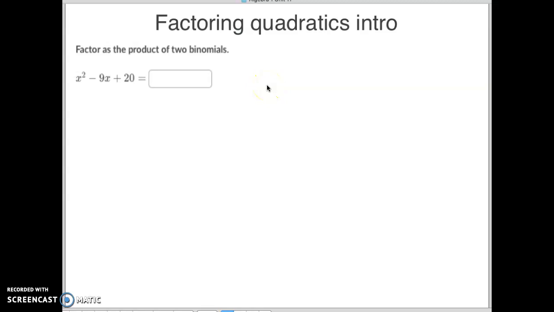Hey, intermediate algebra students. All right, now we are getting into factoring quadratics intro. And what you're going to be getting used to now are diamond and rectangle problems. So they're going to give you a quadratic equation.